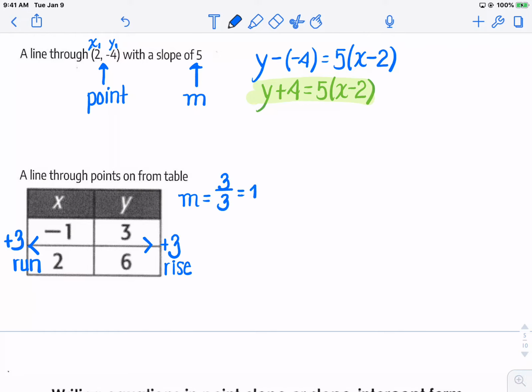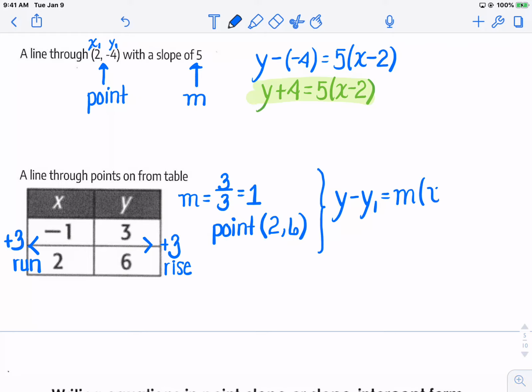So therefore my slope is rise 3, run 3. My slope is 1. I also have 2 different ordered pairs, so I'm just going to grab either one of them so that I have a point. And my point I'm going to grab, like I said, I'm going to grab 2, 6. You could also grab -1, 3. And when I go to write the equation to describe this, I'm going to use point slope form because I have a point and the slope. Remember, point slope form looks like this. This is a good form to write on your note card so that you also have that.